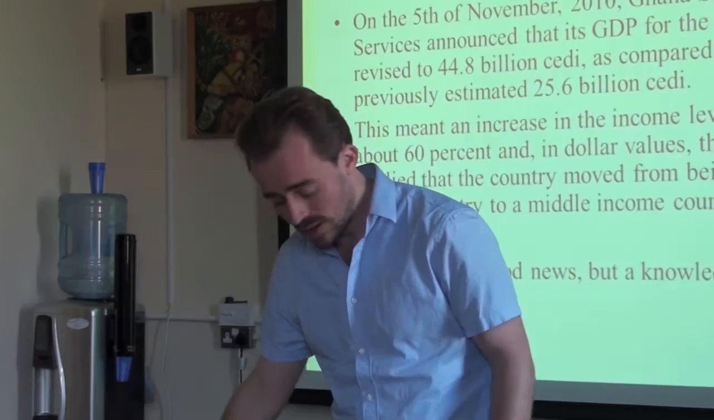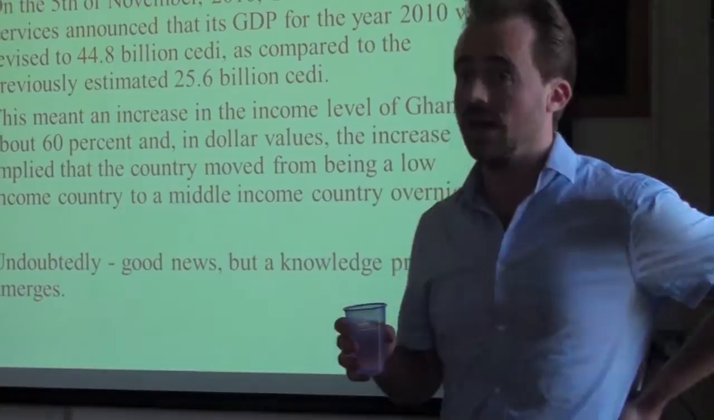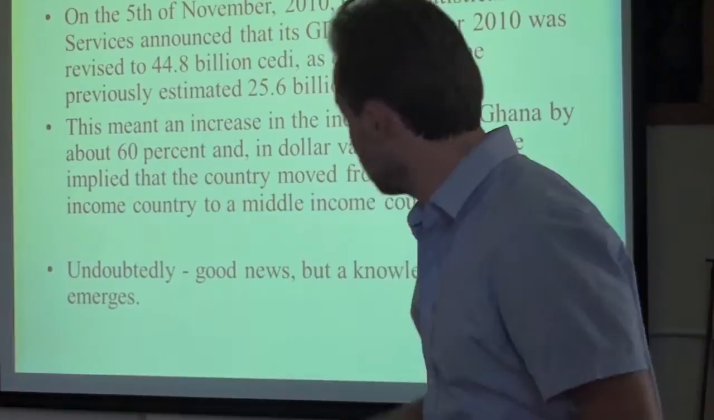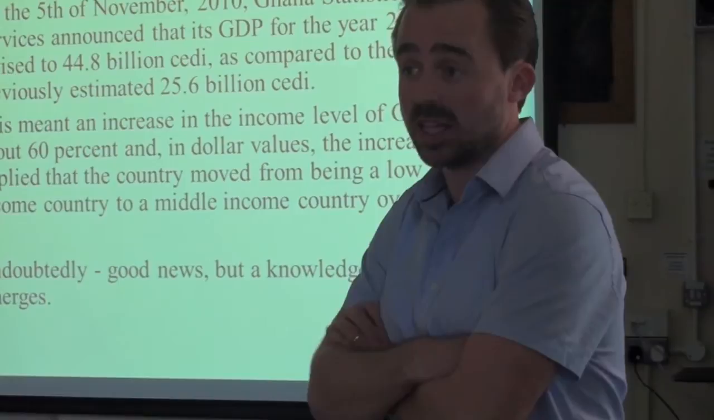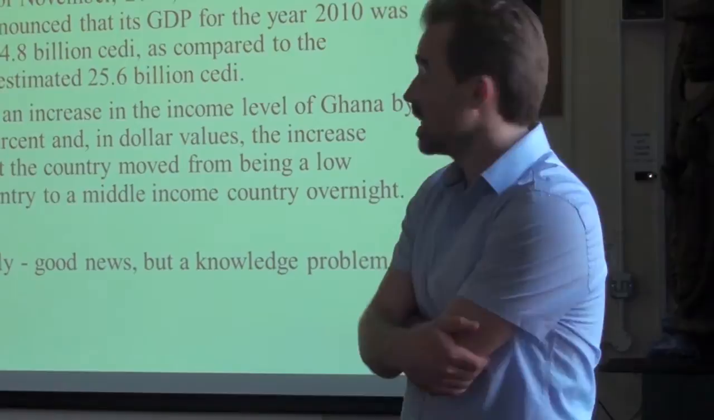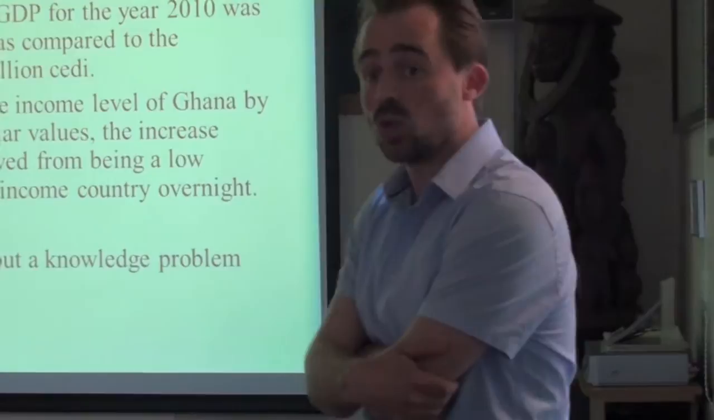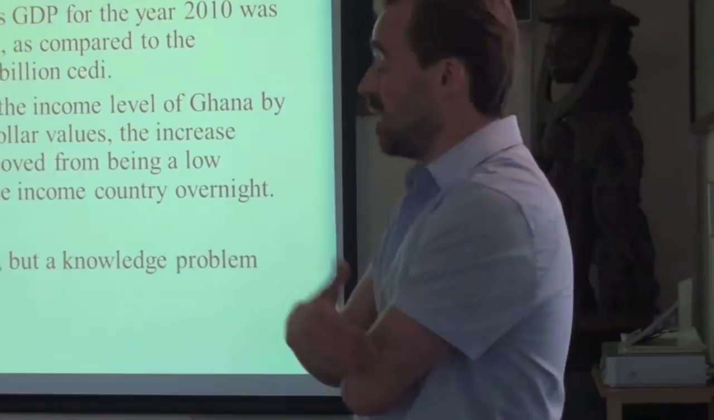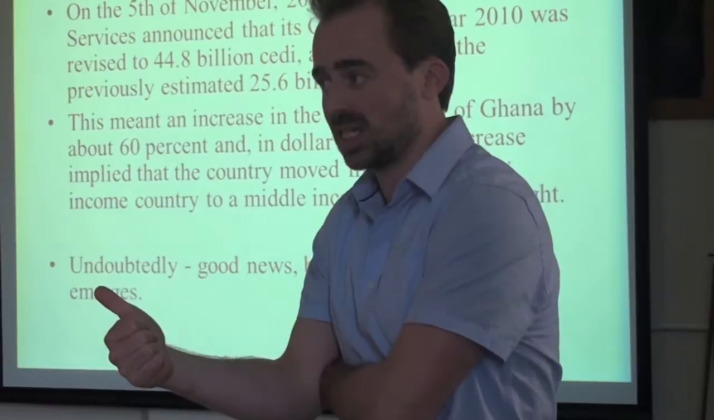So I've been helped a little bit in promoting my book by Ghana Statistical Services. On the 5th of November 2010, that was 6 months after I'd been at the Ghana Statistical Services, and I knew this news was pending, because I had consulted with the head of macroeconomic statistics there. On the 5th of November 2010, Ghana Statistical Services announced that its GDP for the year 2010 was revised to almost 45 billion cedi. And this compared to the official number the day before of 26 billion cedi.